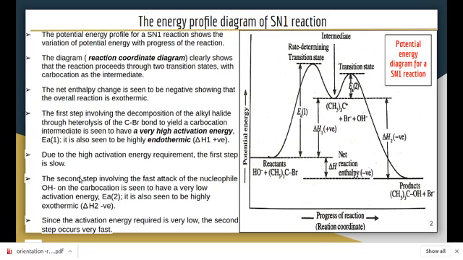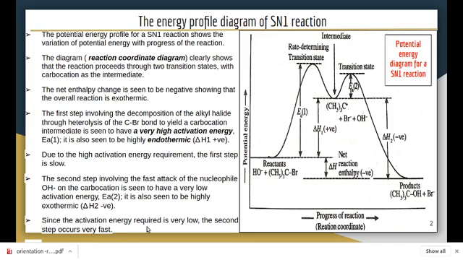The second step involves the fast attack of the nucleophile OH minus on the carbocation, and is seen to have a very low activation energy. It is also seen to be highly exothermic. So the second step is the attack of the nucleophile on the carbocation. That is very fast, since the carbocation is an unstable species. So it will react very fast to form the products. So this step is very fast and will require very low activation energy. So delta H2 is negative for this step.